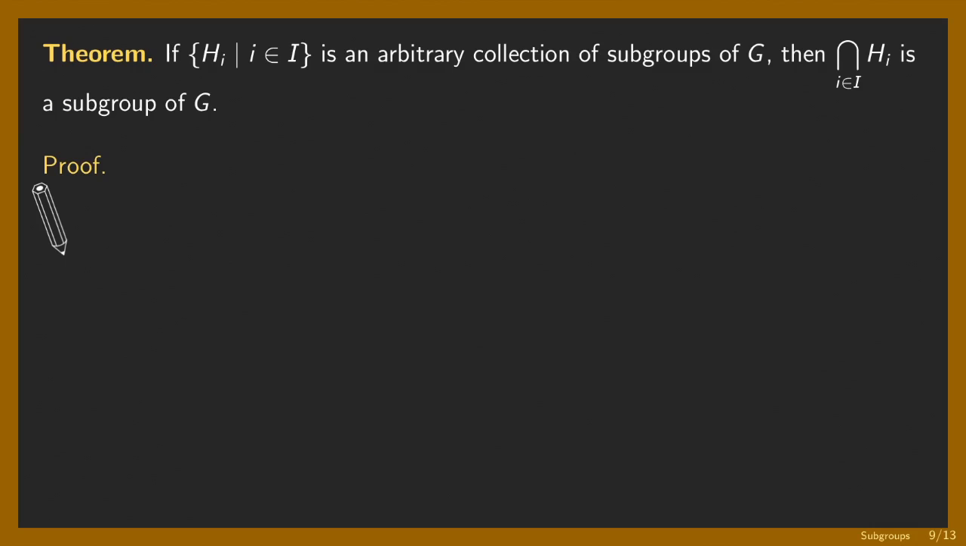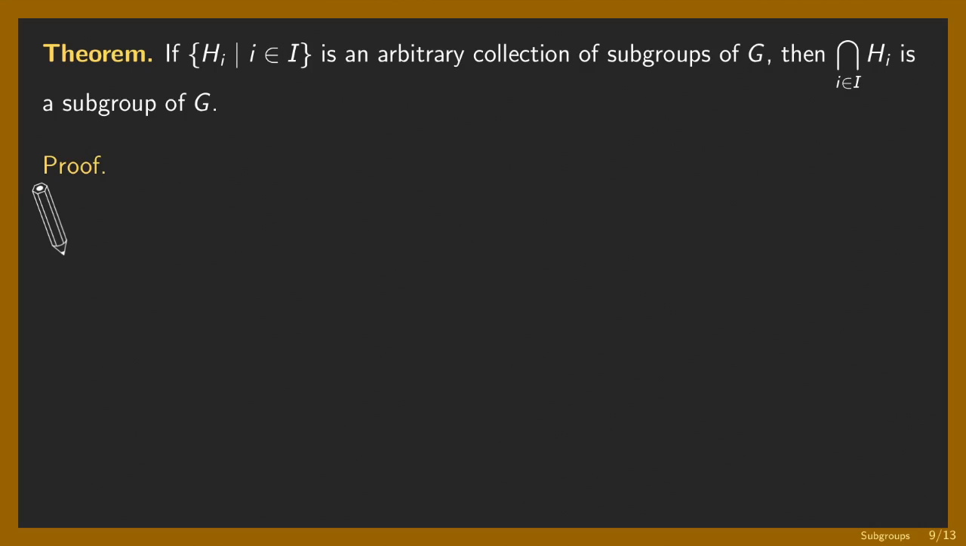Okay, our first theorem for this lecture is this. The theorem states that if you have an arbitrary collection of subgroups of a group, and you take their intersection, the intersection is still a subgroup. So in English, the intersection of subgroups remains a subgroup. How do we prove this? Well, we can use the one-step subgroup test if you want.